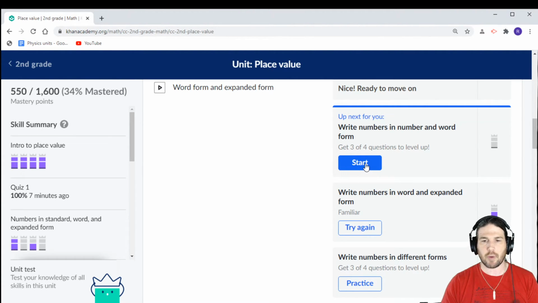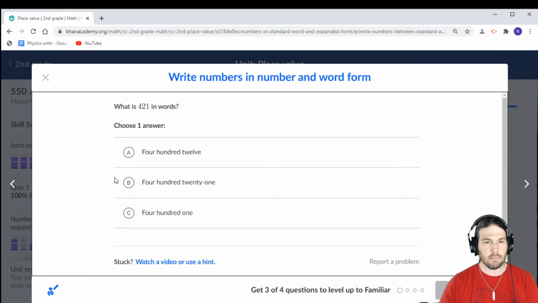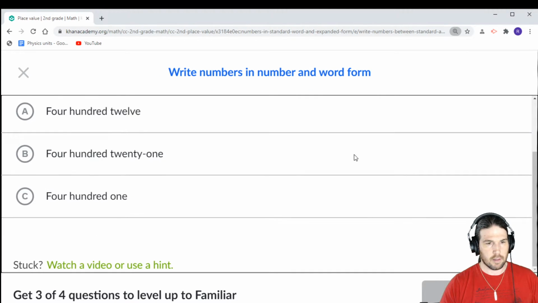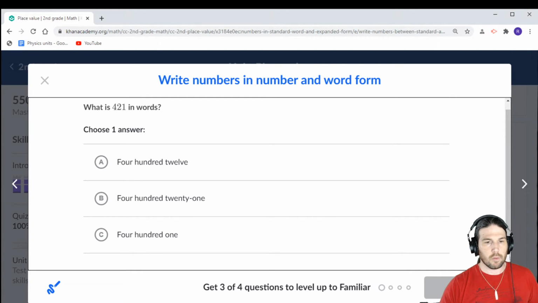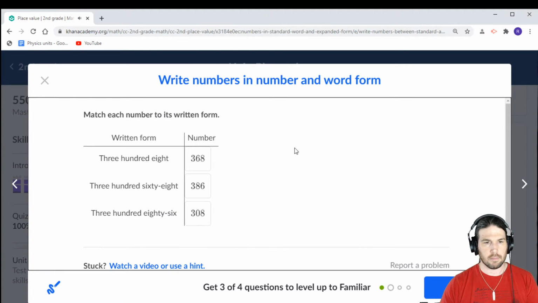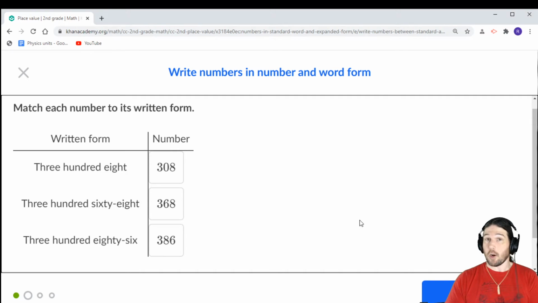Looks like I skipped this write numbers in number and word form, so I'll go ahead and do that one. Let's zoom in. I want to show all three answers. That is 421. Match each number to its written form. 368, 308, 386. Again, this problem could be a nightmare for someone with either dyslexia or dyscalculia, right?